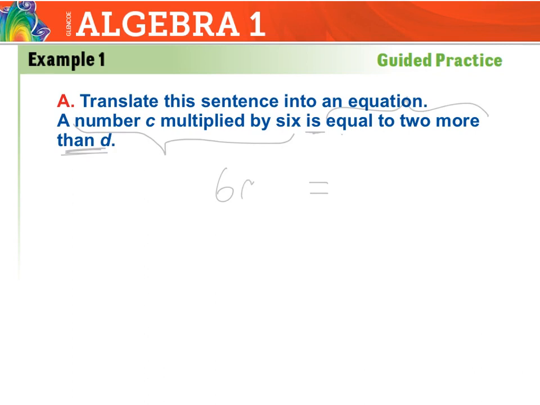We'll call that 6c. Equal to 2 more, so we should think in our head plus 2, then d. And when they are specific about the variables, let's go ahead and use the ones that they would like. So d plus 2. That's all we got there.